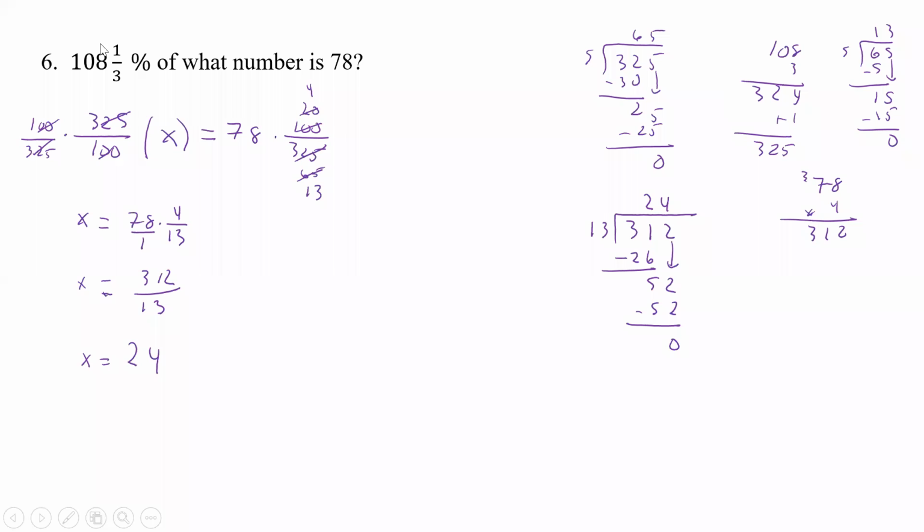Okay, so does that make sense? 108 and 1/3% of 24 is 78. So just a little bit, about 110% of this number is going to be 78. That doesn't seem to make sense. So maybe we've done something wrong along the way. Let's see here. 108. I think I see what I did wrong.